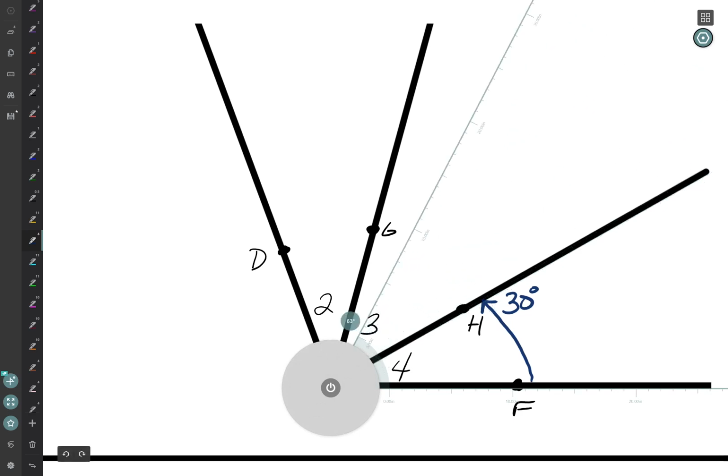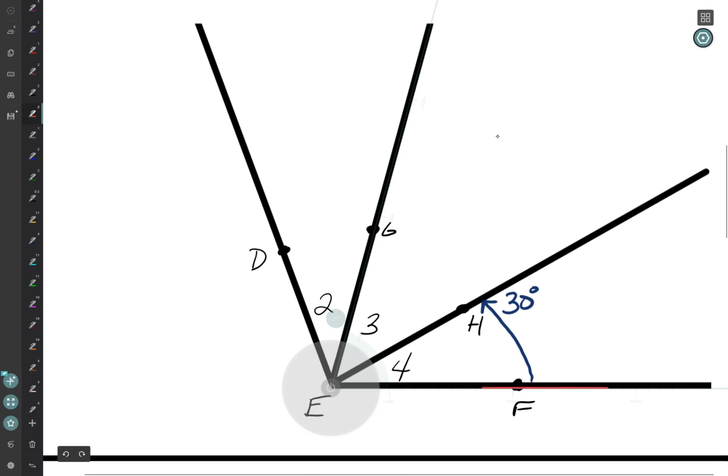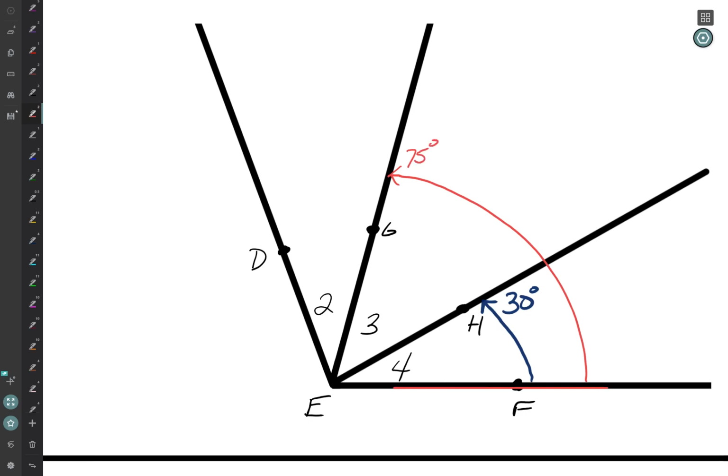Now I'm going to measure this angle. What do we get? You guys up front, can you read that number? 75. I know it's tough to see. I can see it easily, of course, because I'm right in front of it.